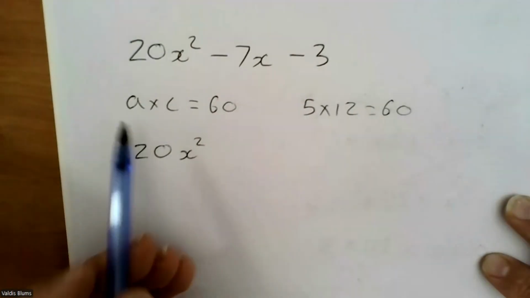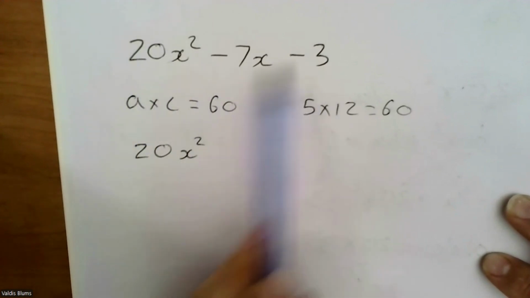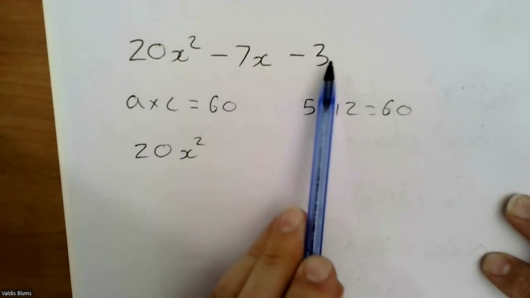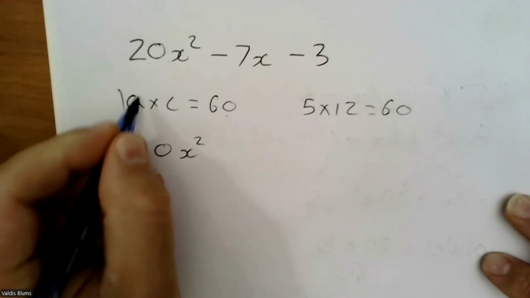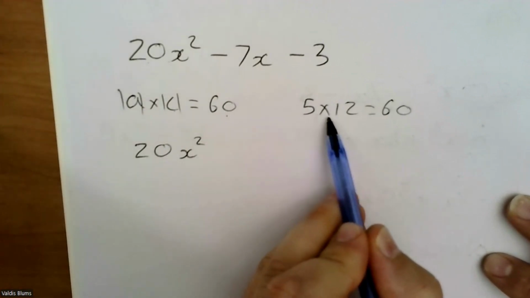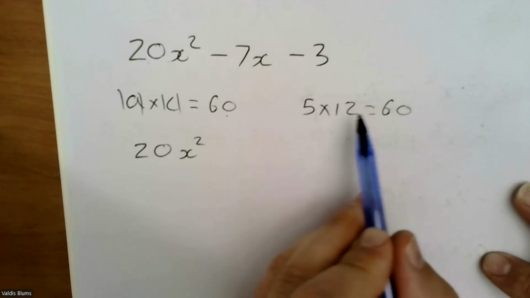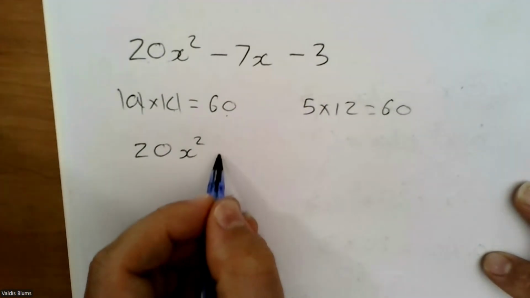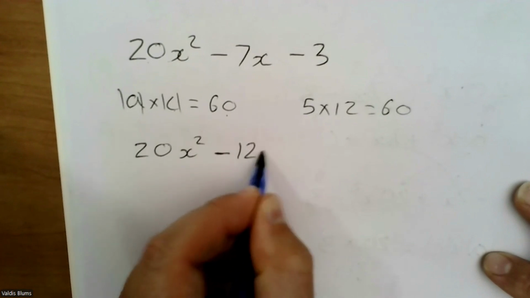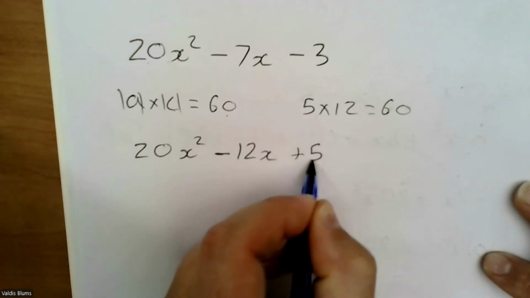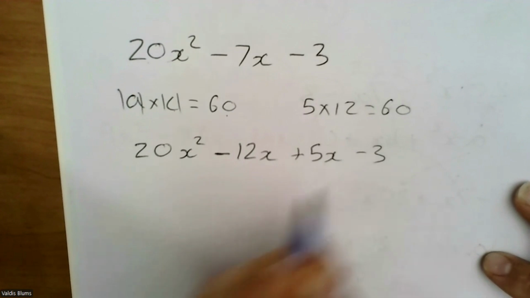Okay, so I've rewritten it on a new page. I've got my quadratic, my A and C, 20 times by 3 gives me 60. And I found that a set of factors for 60 are 5 and 12 that add to -7. So I've got a -12x plus 5x minus 3.